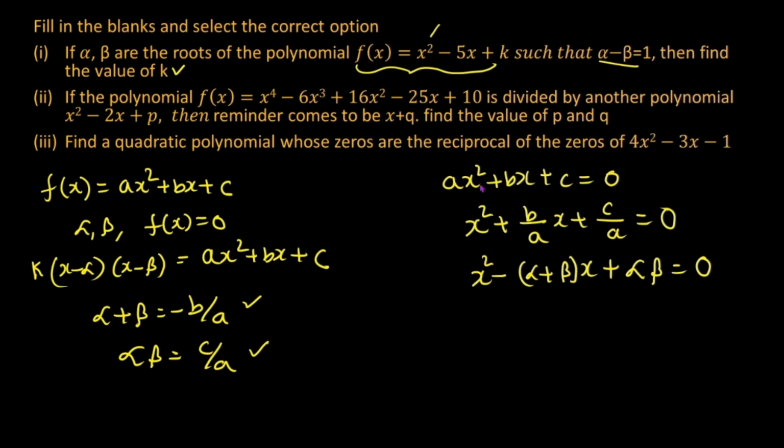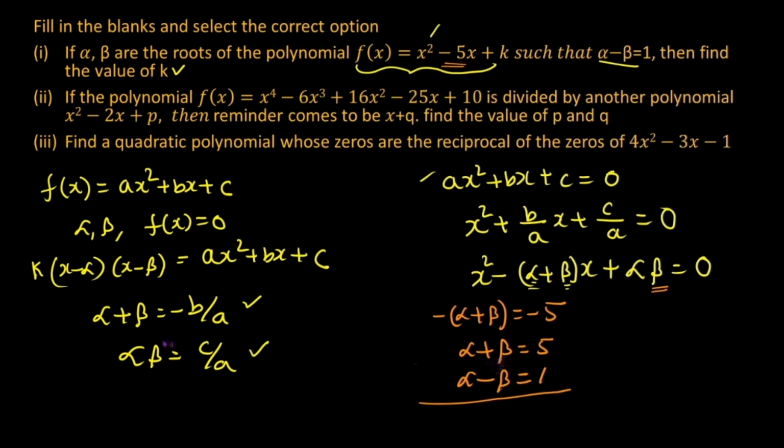So first, we will convert the ax square plus bx plus c equal to 0 equation into this format. Then we write that alpha, beta are the roots of this equation. When you compare this equation with the given equation, we can correlate that the x coefficient, that is minus alpha plus beta, equals minus 5, so alpha plus beta equal to 5. Already given that alpha minus beta is 1. So we have two equations here. If we sum up these two equations, beta gets cancelled, so it becomes 2 alpha equal to 6 and alpha equal to 3. We substitute alpha into this equation, so beta will be 2. Now we know alpha equal to 3 and beta equal to 2.